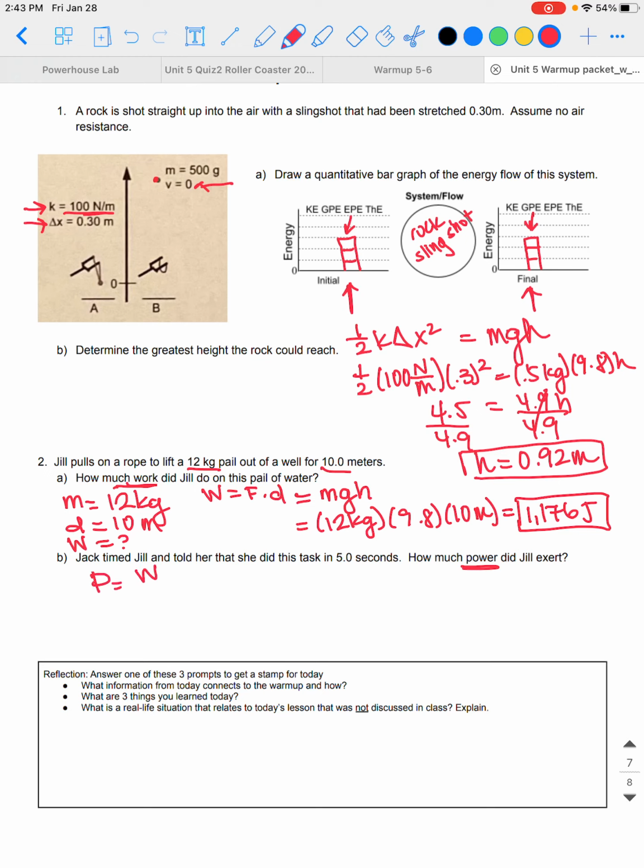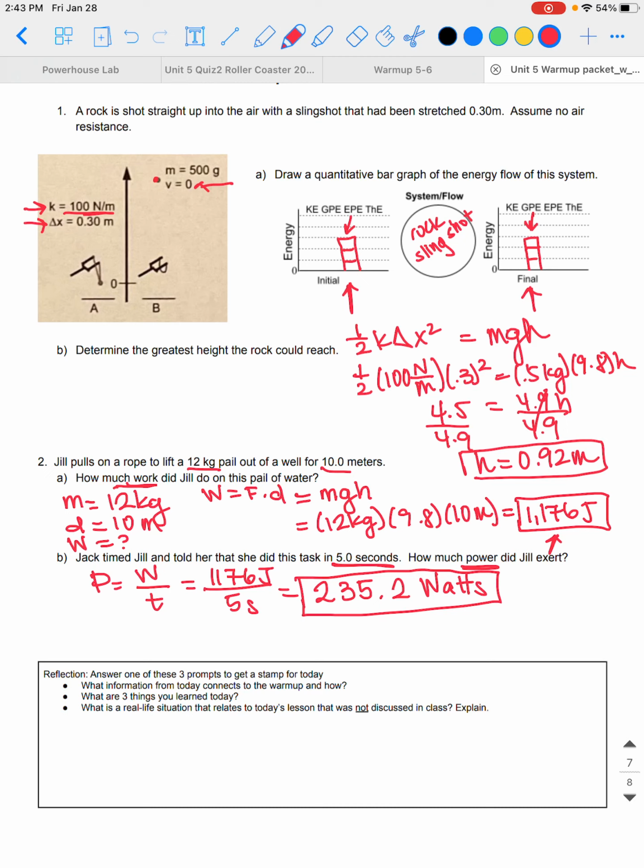Next problem, we are solving for power. Power is equal to work over time. We've got 5 seconds here, and we've got work from part A. So I'm just going to plug in my values, and if I divide this by 5, I end up with 235.2 watts. Watts is our unit for power. It's a unit you see in your electricity bill and a unit you've probably heard of.